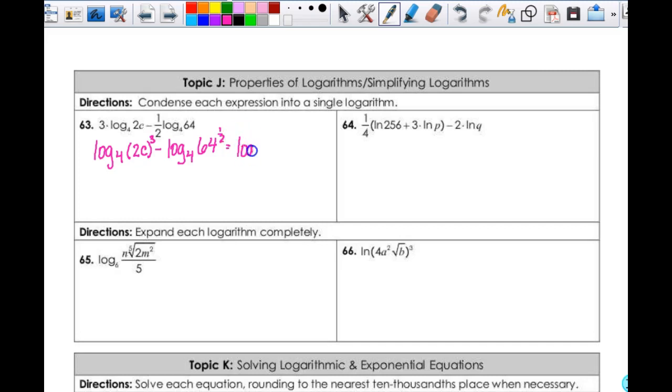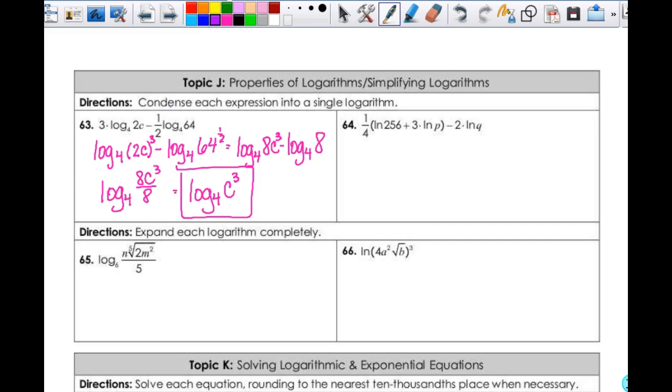So that's log base 4 of this 2c cubed. 2 cubed is 8, so 8c cubed, minus log base 4 of 64 to the 1/2 power, which is 8. So the subtracting becomes a single log base 4 of 8c cubed divided by 8. The 8's cancel out, and then we are finally left with log base 4 of c cubed.